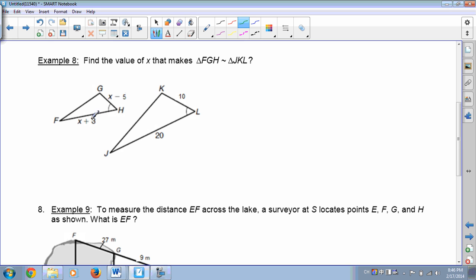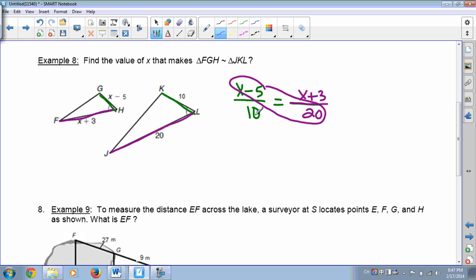So these two sides have to be proportional. So we need to go ahead and set up a proportion. So GH, which is x minus 5, corresponds with KL, which is 10. So that has to equal the other corresponding sides, which would be FH, which is x plus 3, over its corresponding side of 20. So now we have a proportion that we would simply cross multiply, our butterfly method.